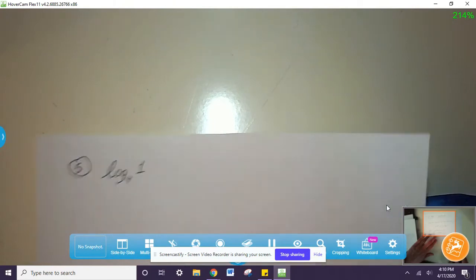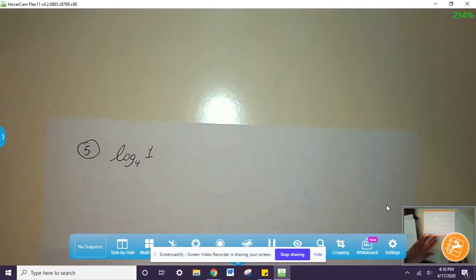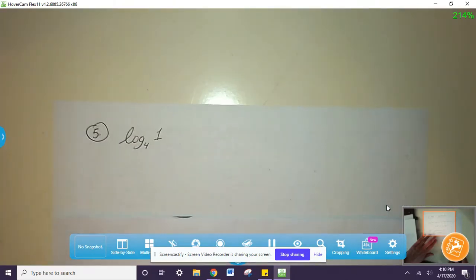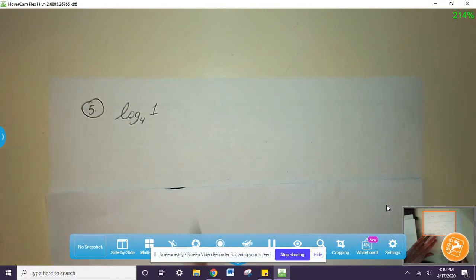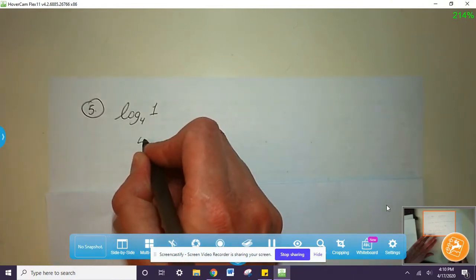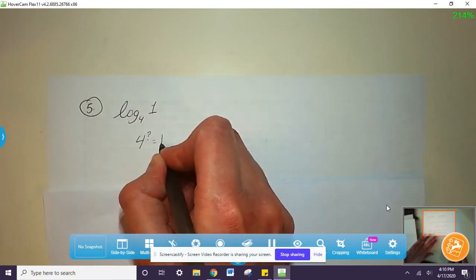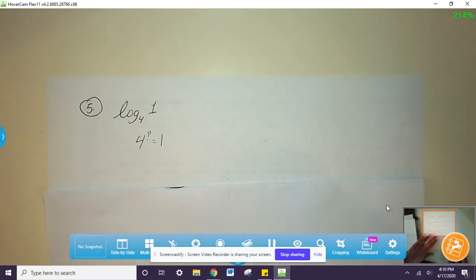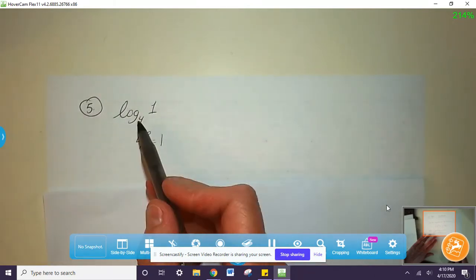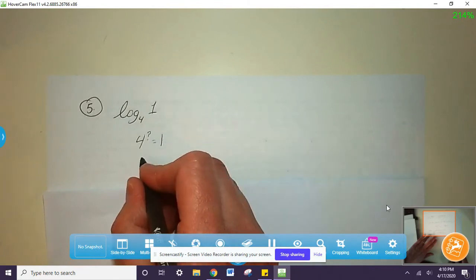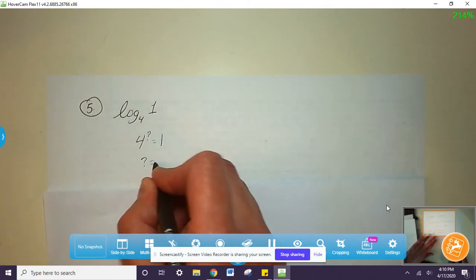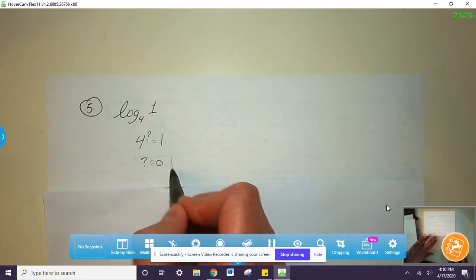Continuing on with examples. Our next one is log base 4 of 1. Go ahead and try that one on your own. When you rewrite this in exponential form, you have 4 to what power gives you 1. The answer to that is going to be 0. 4 to the 0 is 1.